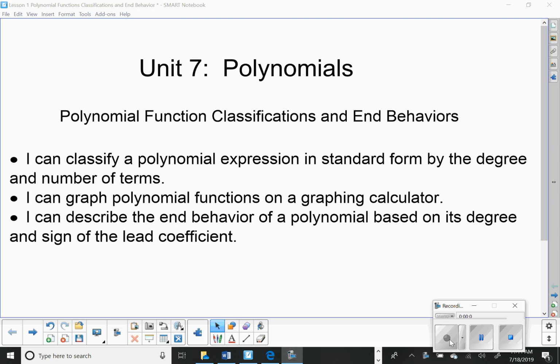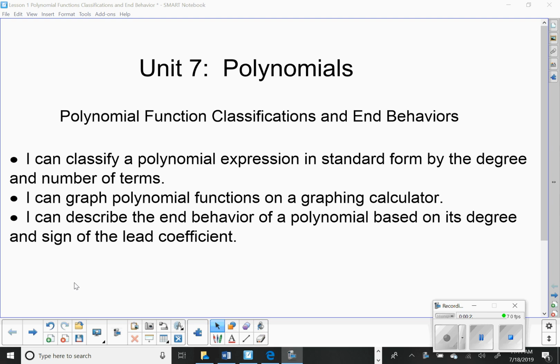Polynomials. We're going to start out pretty basic, pretty easy. We're just going to start out by classifying polynomials and then understanding what we're talking about when we speak of end behaviors. We'll also go over turning points and what it means to identify the increasing and the decreasing portions of a graph.